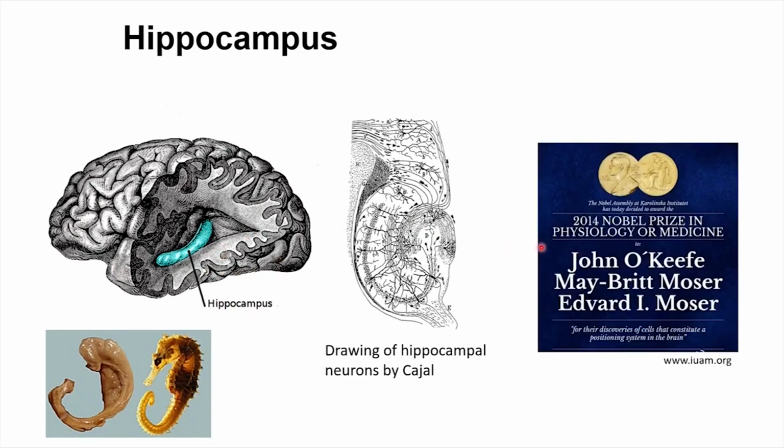In fact, in 2014, the Nobel Prize was given to these three scientists, John O'Keefe, May-Britt Moser, and Edvard Moser, for their discoveries related to spatial navigation. So how the brain keeps track of different locations in its environment, and they found an important role for hippocampus in creating this spatial map within the brain.